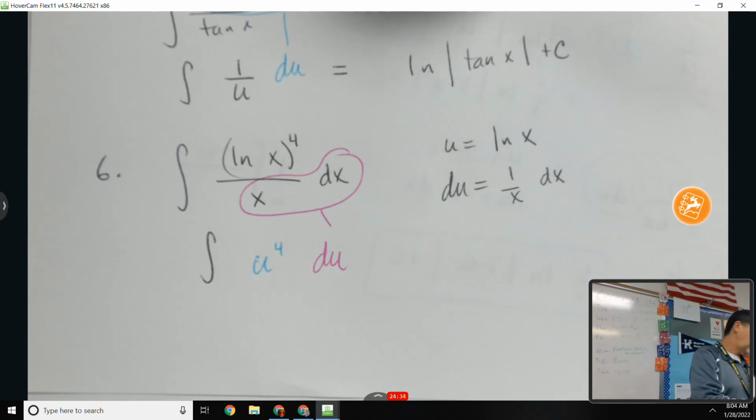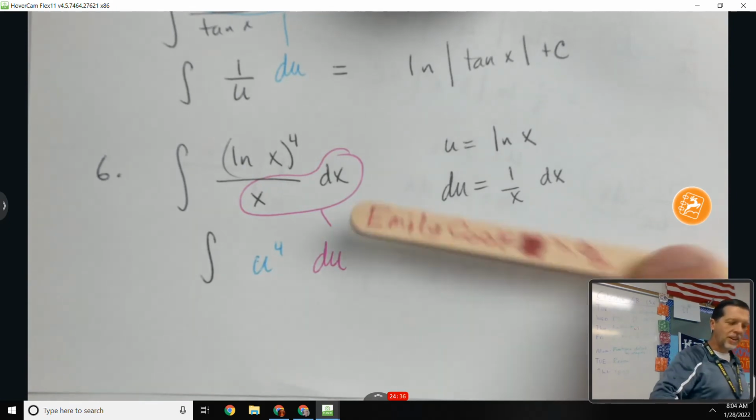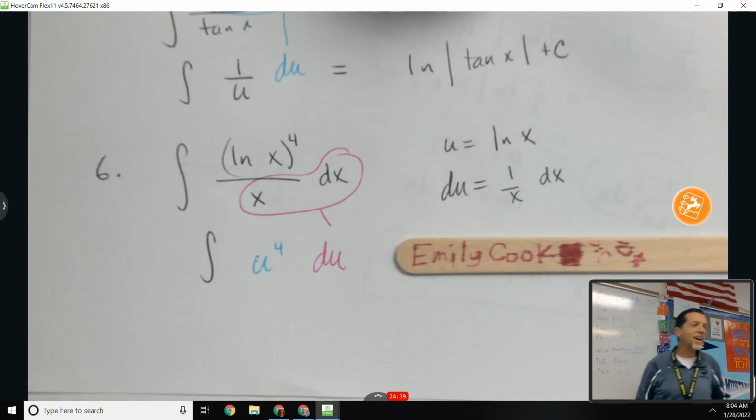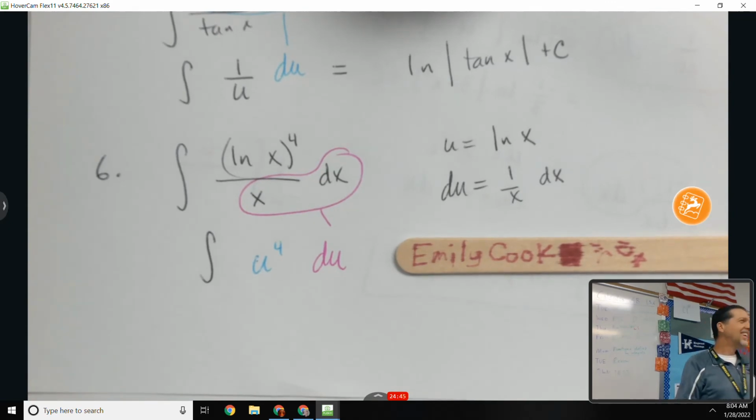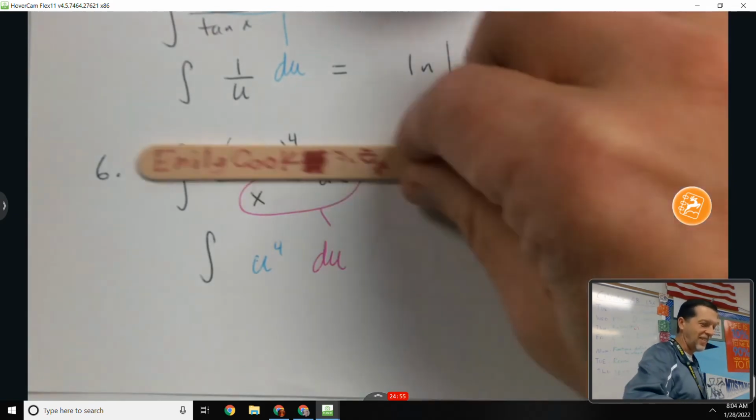antiderivative. And I called it really easy, and then I'm going to call on somebody and put them on the spot. Emily, what's the antiderivative of u to the 4th? It's only hurtful if you don't get it right. No pressure. Okay, so it's the natural log. No, we're done with natural log, right? Yeah, we're done.